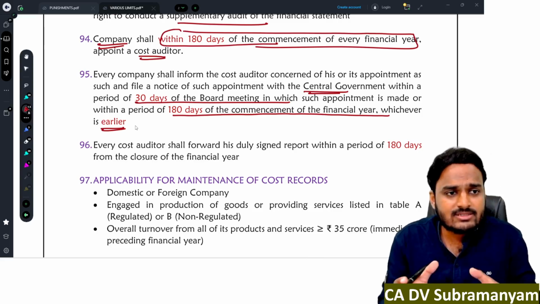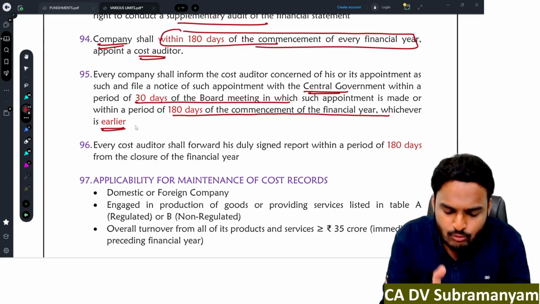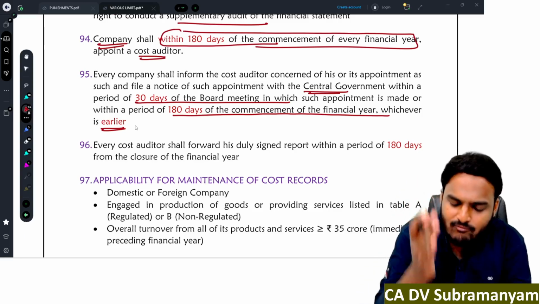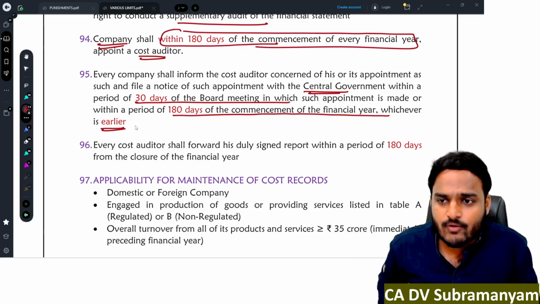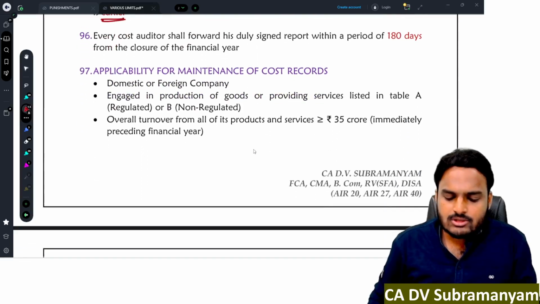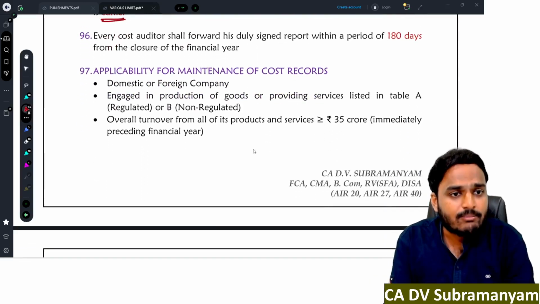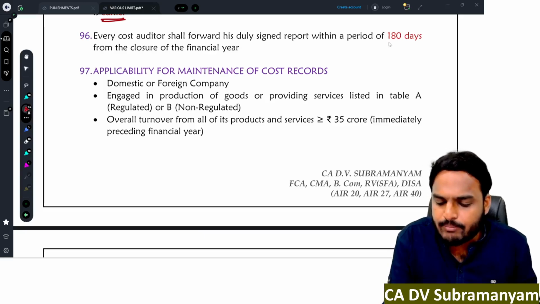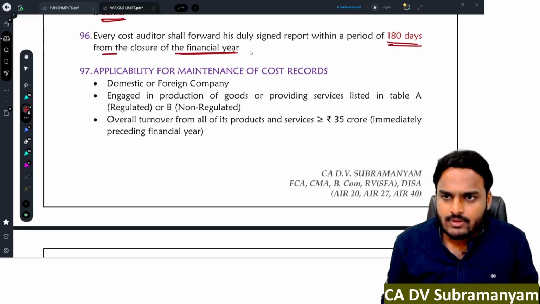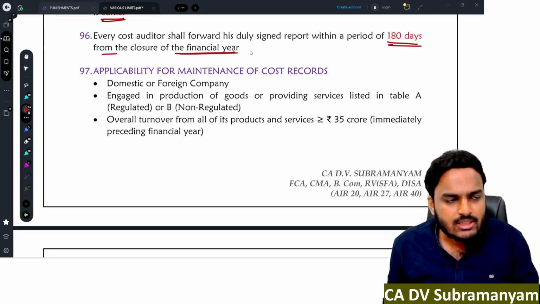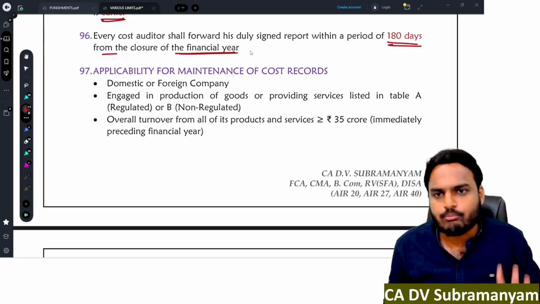But the deadliest time limit is within 180 days you have to appoint cost auditor, and within the same 180 days you have to communicate with the central government regarding appointment of cost auditor. So cost auditor once appointed, he should submit a signed report within a period of 180 days from the closure of financial year. So within 180 days from closure of financial year, he is required to submit cost audit report.